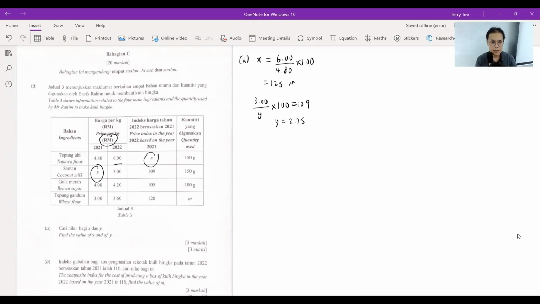Okay, next one. Indeks perubahan bagi kos penghasilan sebuah kotak kuih bingka pada tahun 2022 berasaskan tahun 2021 ialah 116.119. So cari nilai bagi M.